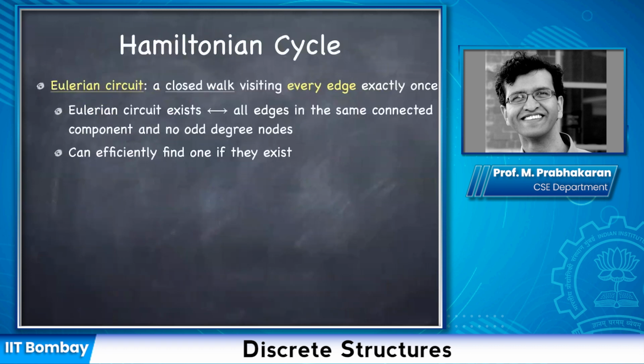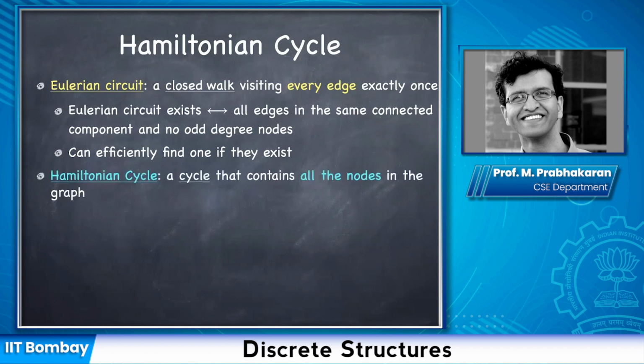intersect at a node. A problem that sounds quite similar to Eulerian circuits is the question of finding a Hamiltonian cycle. So remember, for an Eulerian circuit, we just saw there is a simple characterization of when it exists in a graph, namely all edges are in the same connected component and there are no odd degree nodes. And also there is a simple algorithm that can efficiently find an Eulerian circuit when it exists.